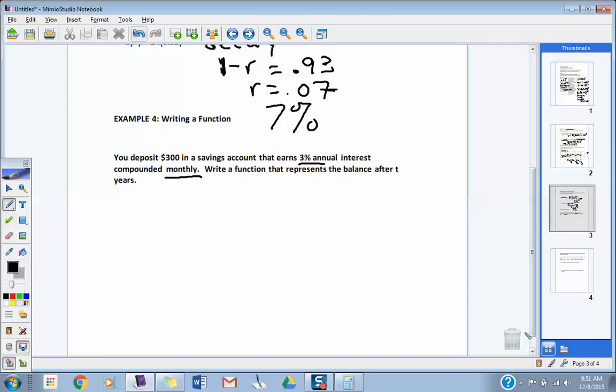I'm going to write that formula down again quickly. It says the balance of your investment, or the balance of your account, is equal to the amount you start with, P, which stands for principal. Times 1 plus R over N to the NT power. Okay, let's figure some stuff out over here first.